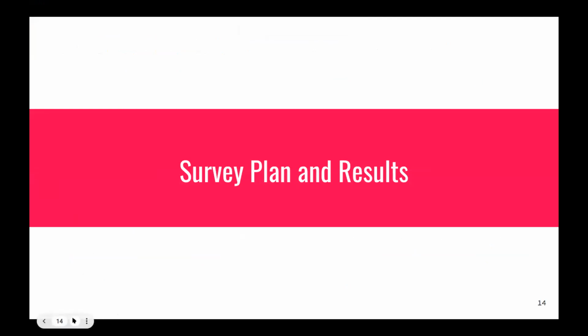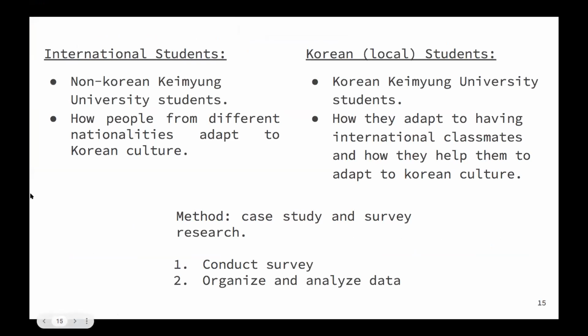Okay, so now about the survey plan and results. We divided the people we were going to survey into international students and Korean students. For the international students, we wanted to see how people from different nationalities adapt to Korean culture. And as for the Korean students, our goal was to see how they adapt to having international classmates and how they help them to adapt to Korean culture. So that's why our method was a case study and survey research. First we conducted the survey and then we organized and analyzed the data.